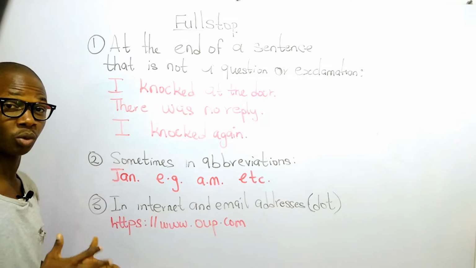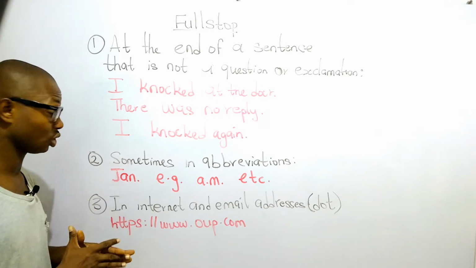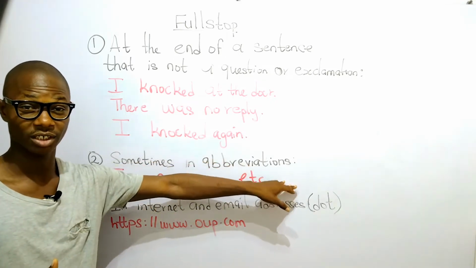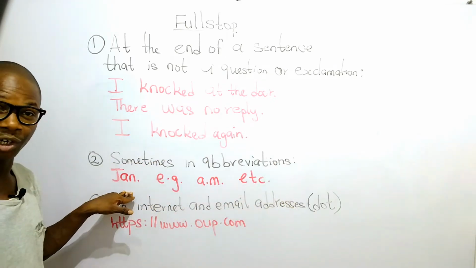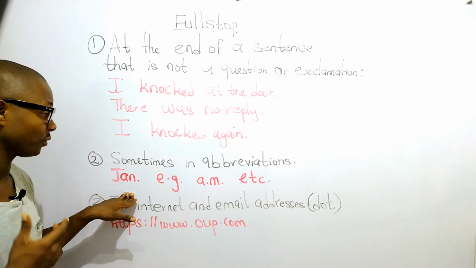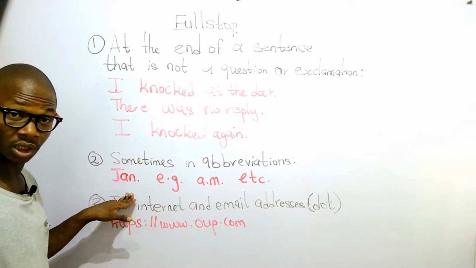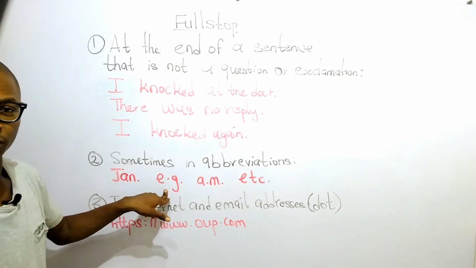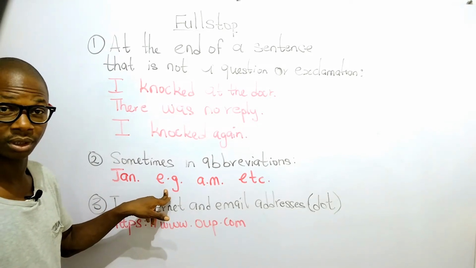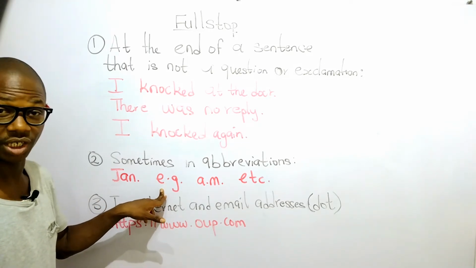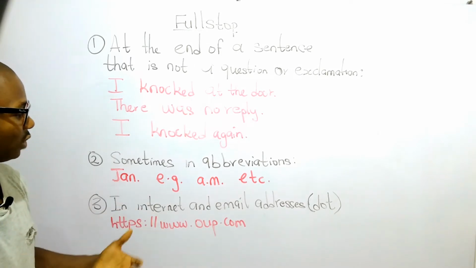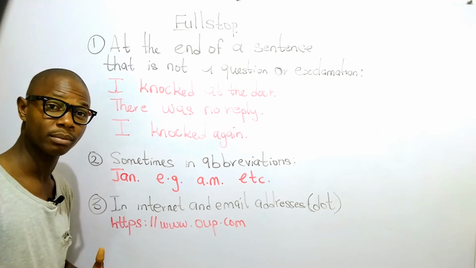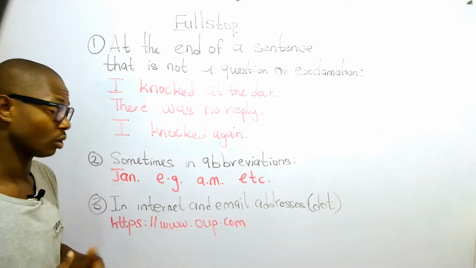Number two, that's the second way to use a full stop. You can use a full stop in abbreviations. For example, Jan. for January. Okay, you can use it for days of the week, month of the year. You can also use a full stop, okay, for example. This is a short form of example, e.g. All right, you can also use a full stop to represent time, 1 a.m., 2 p.m., okay, a.m.